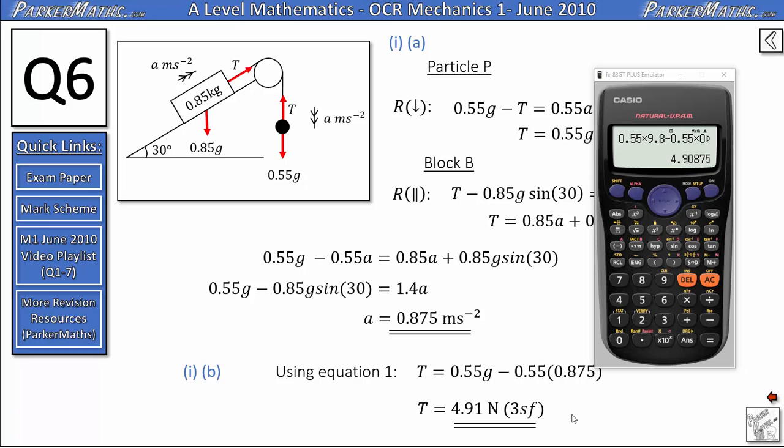As I've read ahead to part B, I know that the next part of the question requires this value for T, so I'm going to store this in my calculator as a value. To do that, I press the Shift button and then the store button here, and then I choose any of these red letters. I'm going to save it as A. That means now anytime that I press the alpha button and then A on my calculator, I'll be using that value.